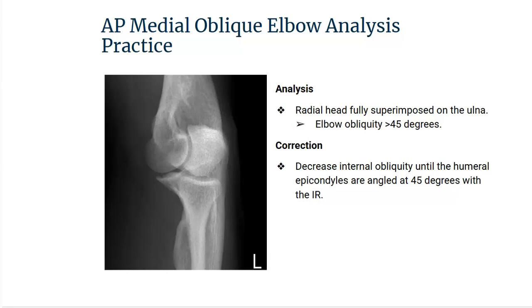In an internal oblique, 3/4 of the radial head should superimpose the ulna. In this case, the radial head is fully superimposed by the ulna. This should indicate to you that we are in excessive obliquity. In order to correct this imaging error, we need to decrease that internal obliquity until the humeral epicondyles are parallel with the IR.